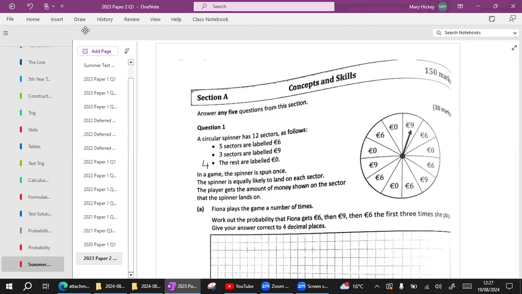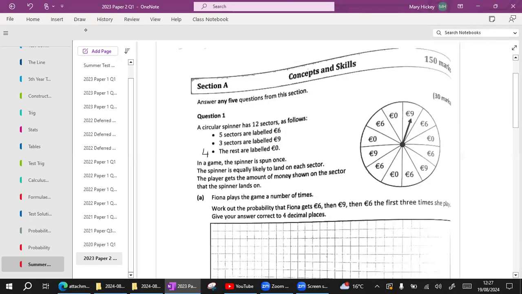In a game, the spinner is spun once. The spinner is equally likely to land on each sector. The player gets the amount of money shown on the sector that the spinner lands on. Fiona plays the game a number of times. Work out the probability that Fiona gets €6, then €9, then €6 for the first 3 times she plays. Give your answer correct to 4 decimal places.